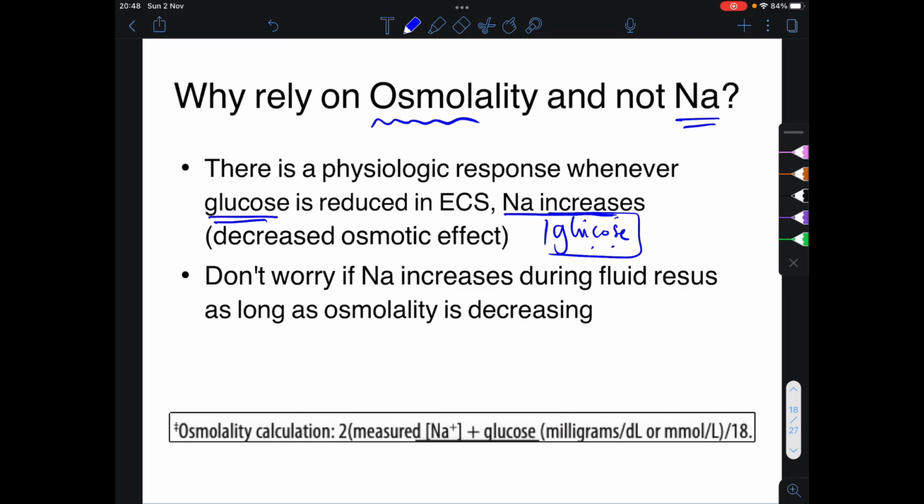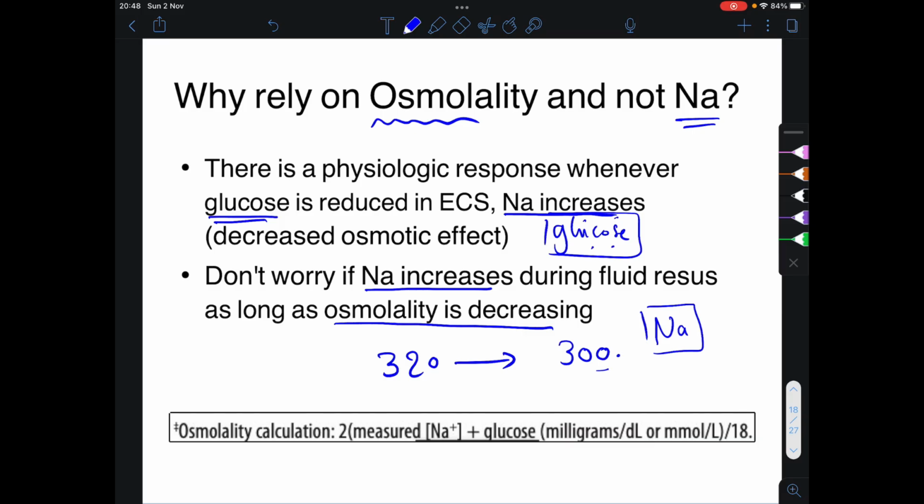So initially, when we start fluids, it is very likely that the sodium starts increasing, and this can be a warning sign for junior doctors, who think that probably something is going on, but this is normal. As long as the osmolality is still decreasing, you calculate the osmolality and you see that, for example, it was 320 and, as you're giving fluids, now it's going down to 300 milliosmoles, and you see that the sodium is increasing, you shouldn't be scared. This is normal.